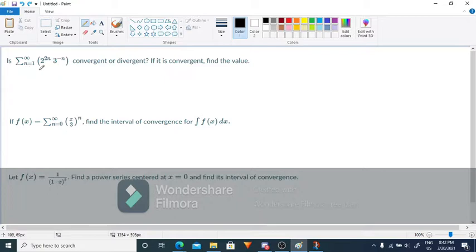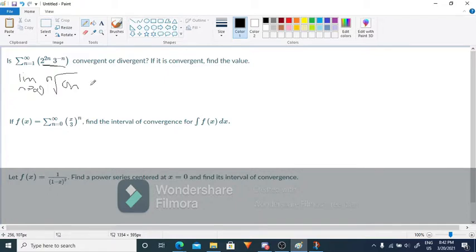When I'm looking at convergence tests, the first thing I notice with this problem is that both of these bases are raised to the nth exponent, which makes me think that we're going to be doing the root test for this problem. If you don't remember the root test, it is simply the limit as n approaches infinity of the nth root of whatever your function is. In this case, that's this. I'll just call it a of n.